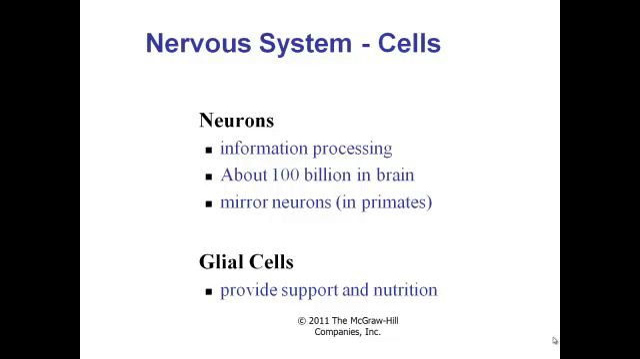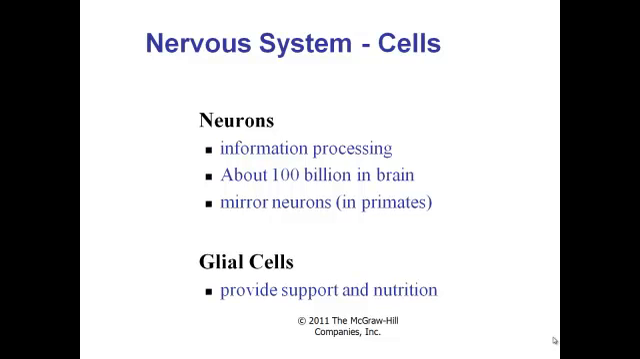There are also what you call mirror neurons, which help us in terms of imitation. So the monkey see, monkey do idea is that we have neurons in our brains that respond to what we see, allowing us to imitate, which is important because imitation is an important part of learning.